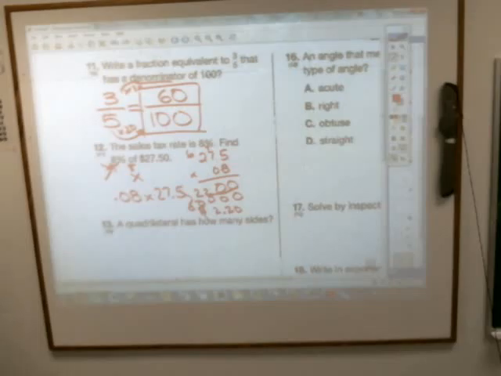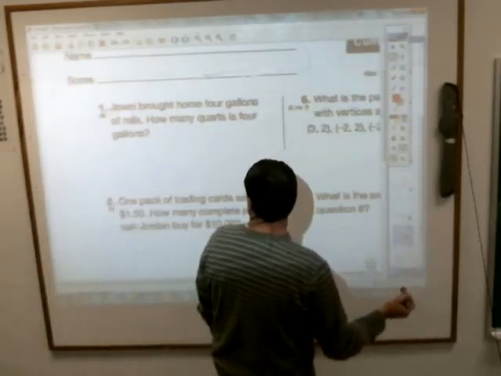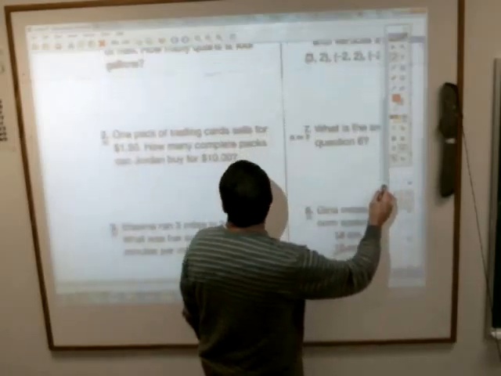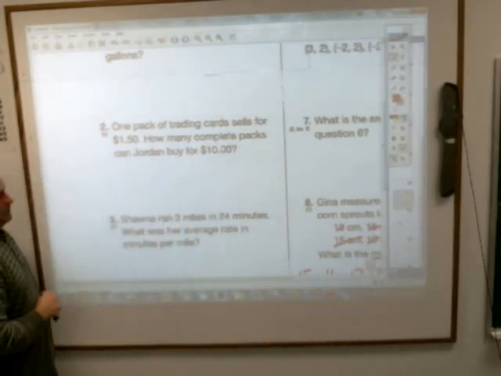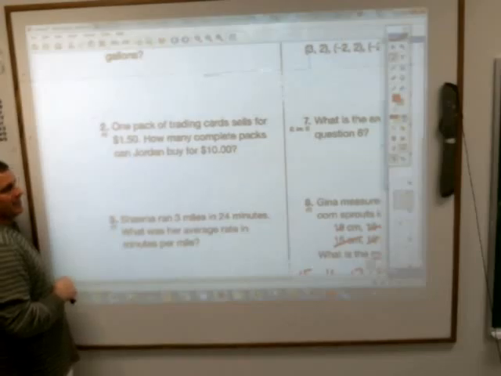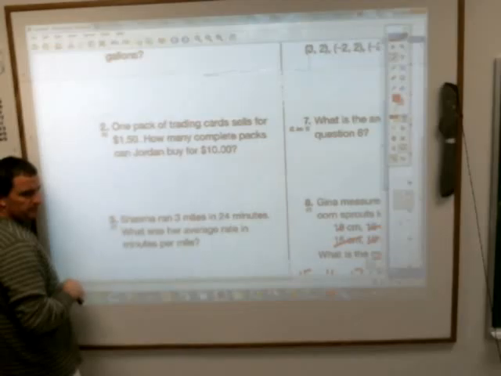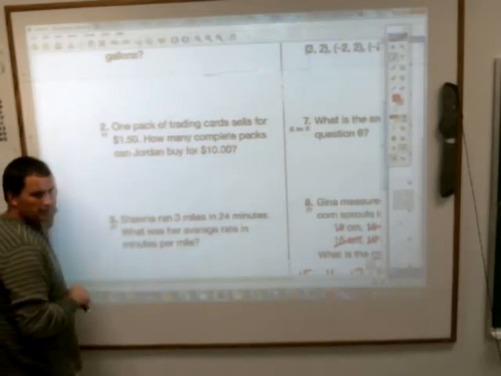Come on. Can you do number 2? Number 2. Love number 2. One pack of trading cards sells for $1.50. How many can you buy for $10? Can I ask what you did for that? I put down the bottom 50 until I got some. What did you get? Got 7.